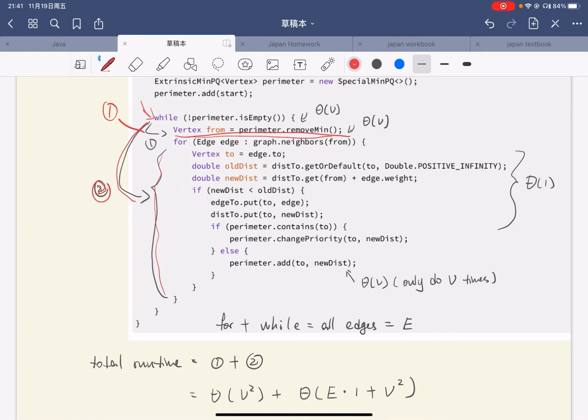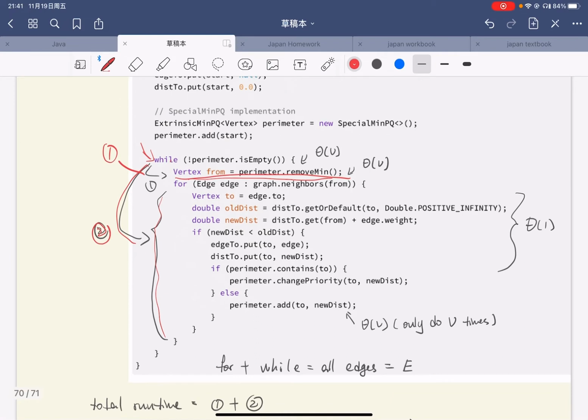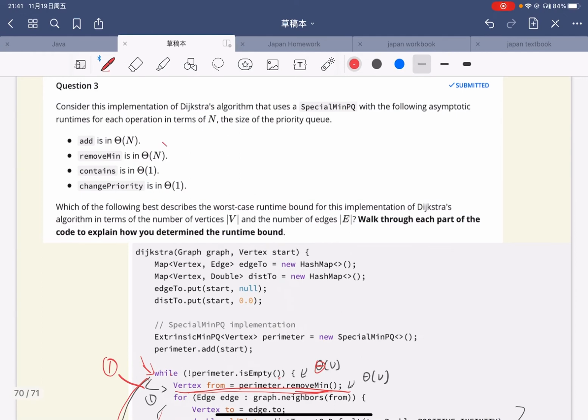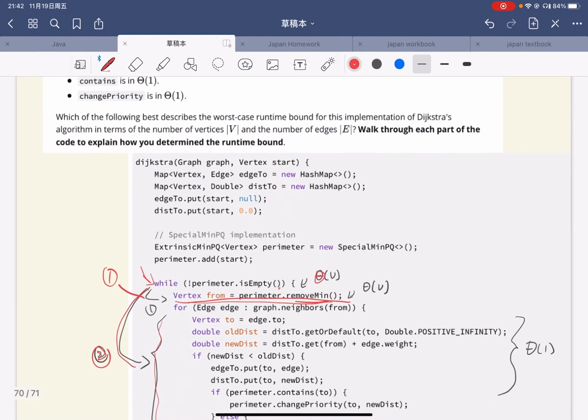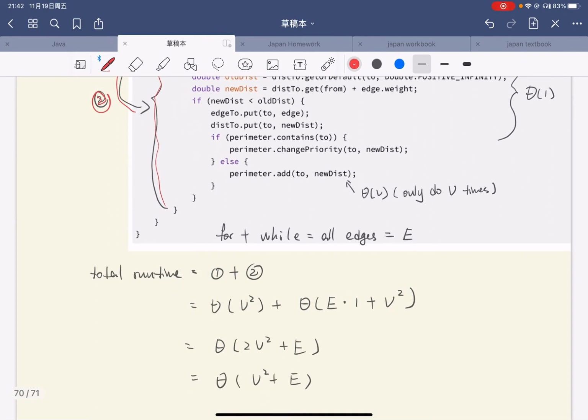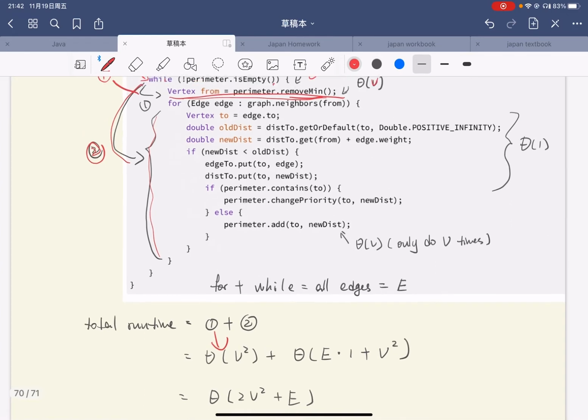For case 1, it's simply big theta of V for the while loop, because it simply goes over all the vertices. And then for this one, we have remove min, which is theta of n, so this one is simply theta of V. Then we get case 1 equals theta of V squared.